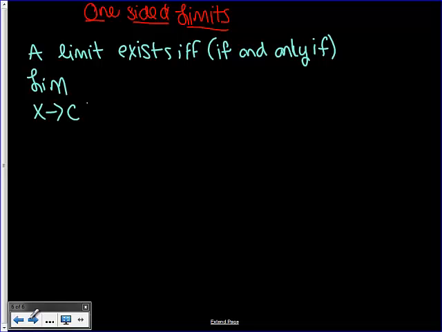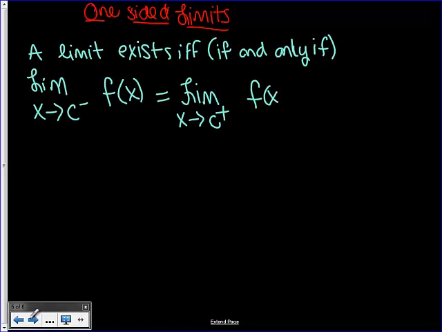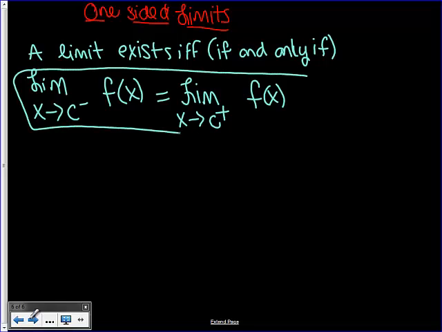x approaches c from the negative side of f of x equals the limit as x approaches c from the positive side of f of x. I would memorize this right here. That is when a limit exists.